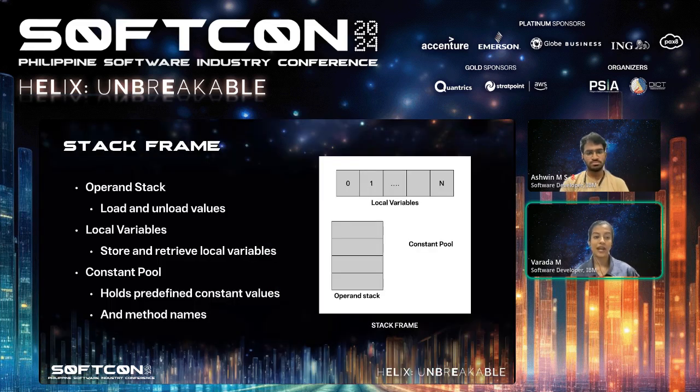Before that, let's just see what a stack frame is. So in a thread, there will be a dedicated stack frame which contains the operand stack, constant pool, and local variables. What is this operand stack for? We will load and unload a value when a function is called. Then we have local variables, which store and retrieve the local variables of a program. Then we have the constant pool. The constant pool actually holds the constant values of a program.